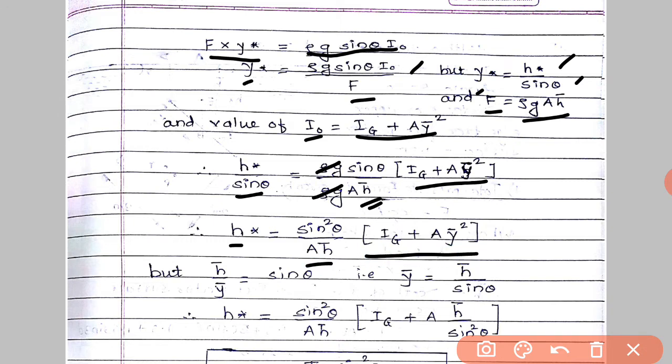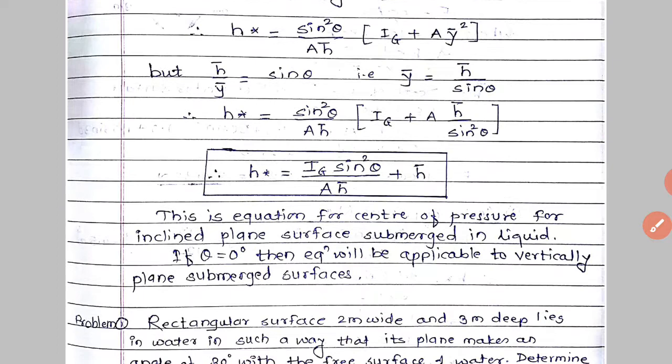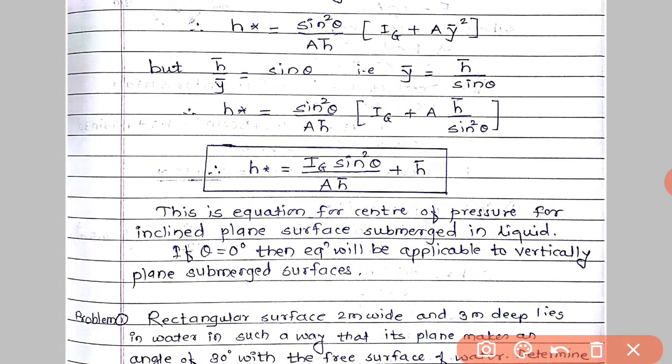But we know that value of y bar will be h bar upon sin theta. So h star is equal to sin square theta upon a h bar into Ig plus a into h bar square upon sin square theta. Here must be square.